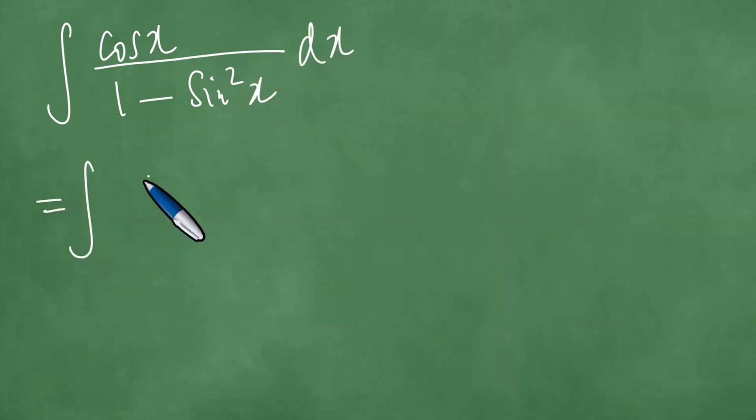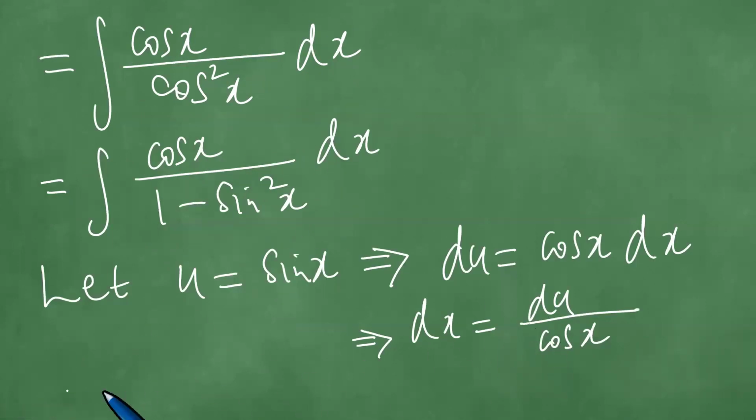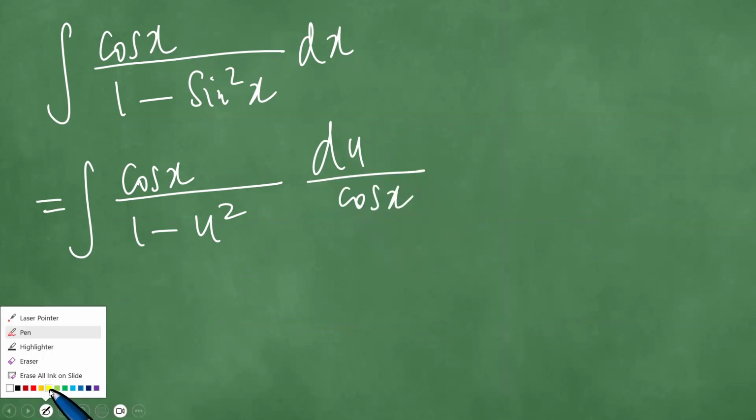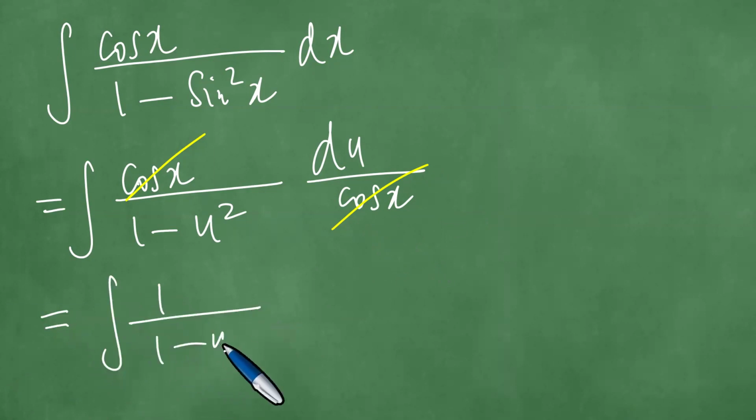And then this is the same as cosine x, right? The sine is u, so in the place of sine, we put u. And what is dx? It is du over cosine x. And what then do we get out of this? So those two cancel out. And what we're then getting is 1 over 1 minus u squared du, like so.